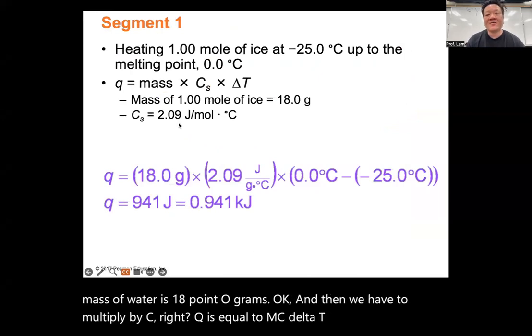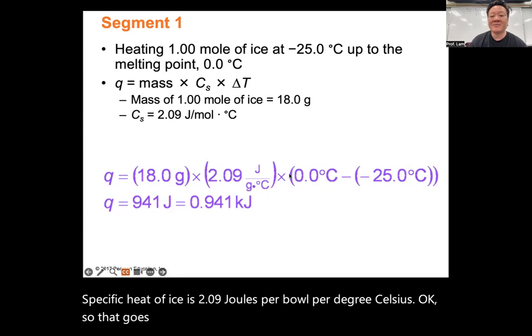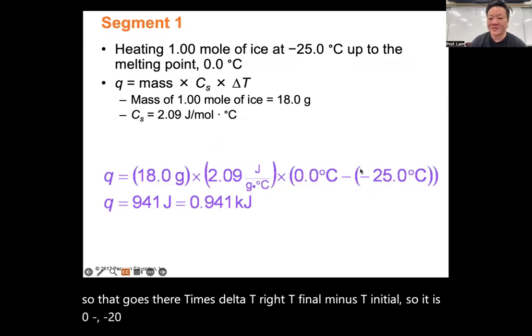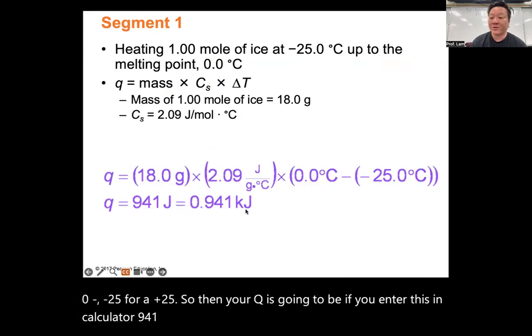The C of specific heat of ice is 2.09 joules per mole per degree Celsius. Okay, so that goes there. Times delta T, right? T final minus T initial. So it is 0 minus negative 25 for a positive 25. So then your Q is going to be, if you enter this in calculator, 941 joules or 0.941 kilojoules, right?